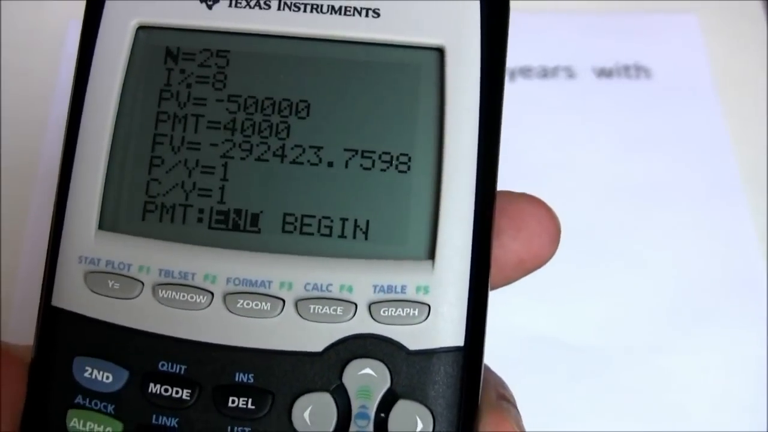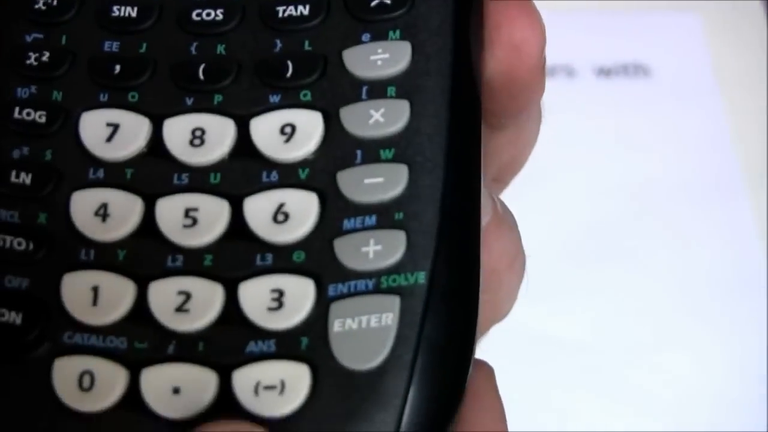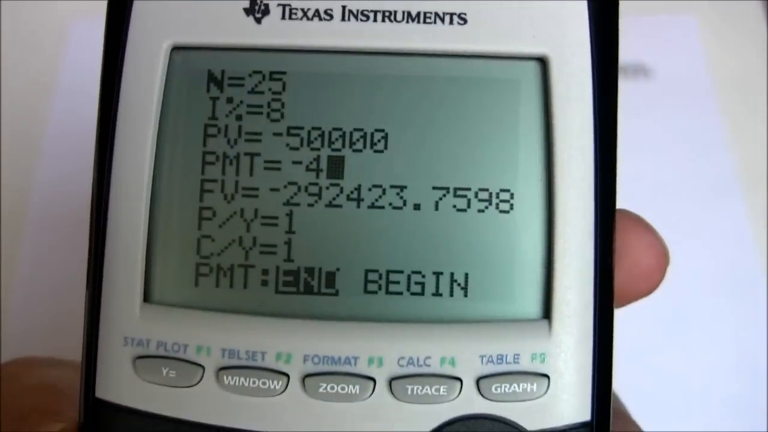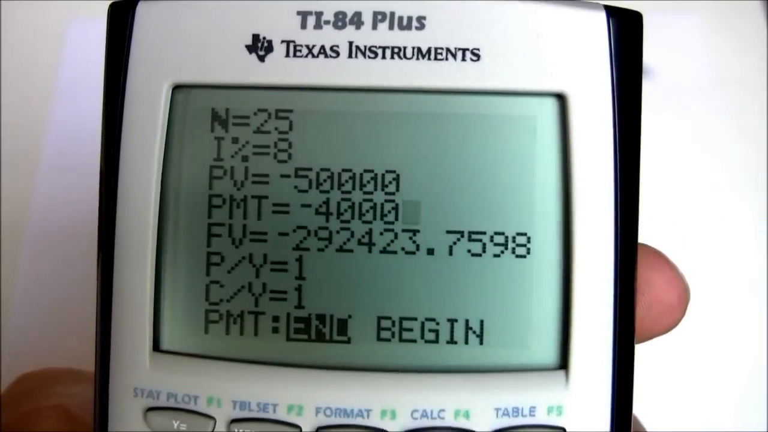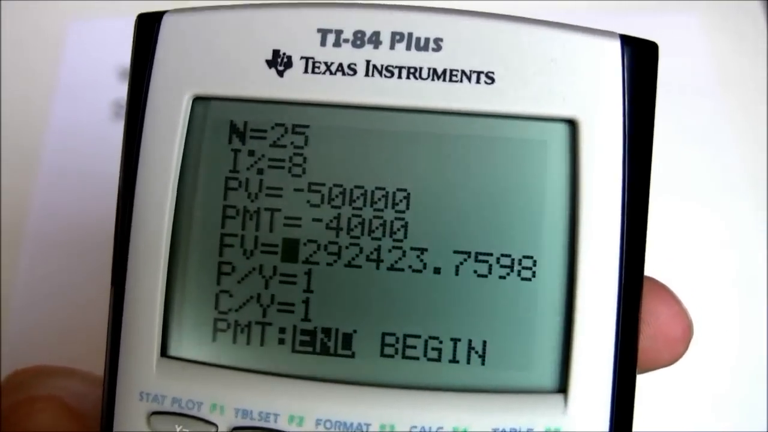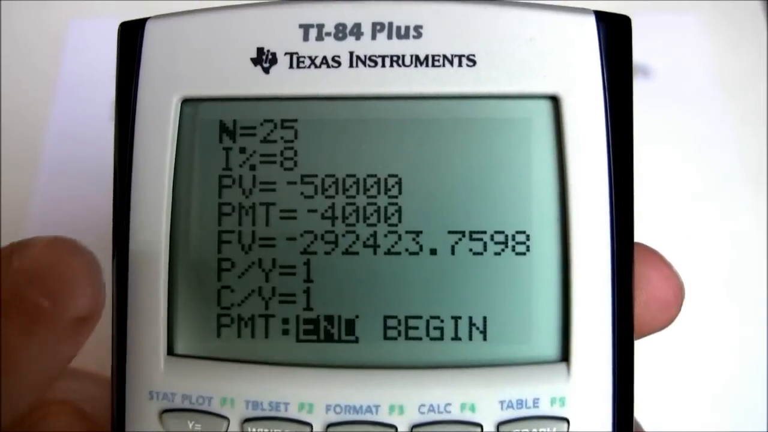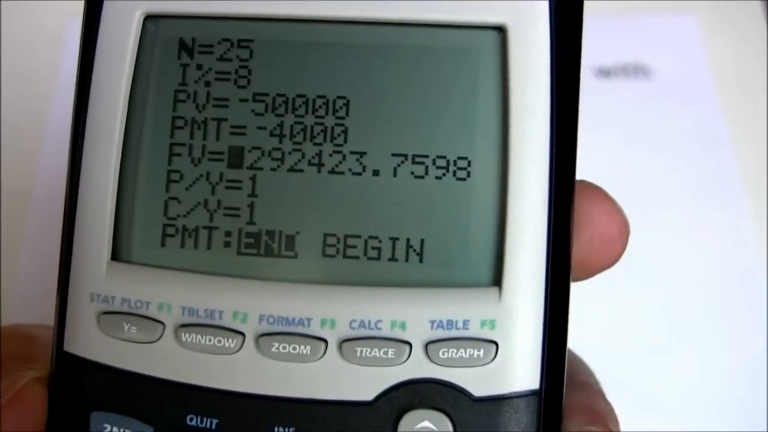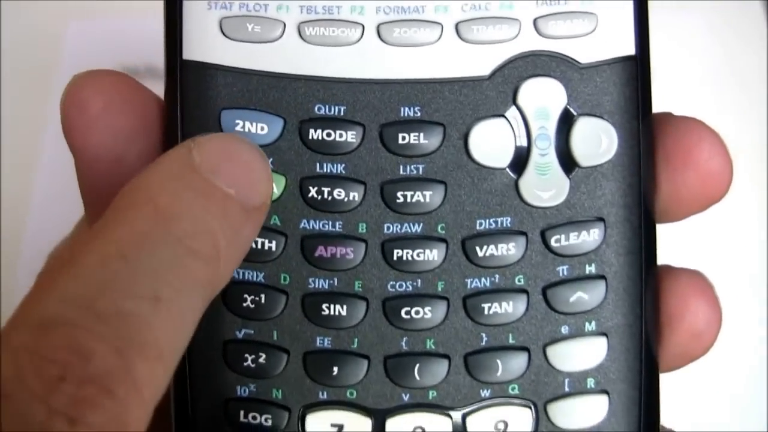And now our 4,000, I'm going to go ahead and clear that out because we want that to be negative as well. So again, negative, and then 4,000. So now we've got all our cash flows in. We're still at 1 period per year. We're still saving at the end of each period, so all these periods per year and payment set up are right. Now I'm just going to clear out that future value, and now alpha solve.